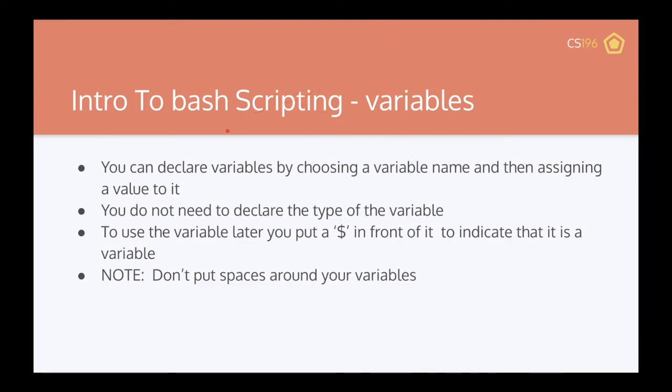Let's first talk about variables within bash scripts. You can declare a variable by choosing a variable name and then assigning a value to it. You do not need to declare the type of a variable as you have to do in Java, for example. It's like Python where you don't need to declare a type. To use the variable later, you put a $ sign in front of it to indicate that it is a variable. And note, don't put spaces around the equals sign when assigning.